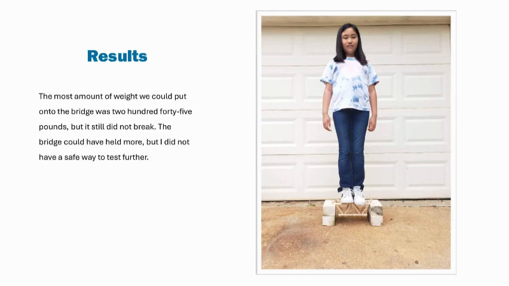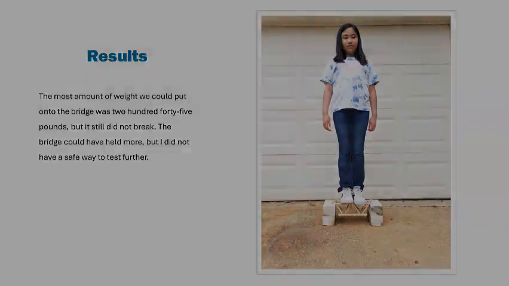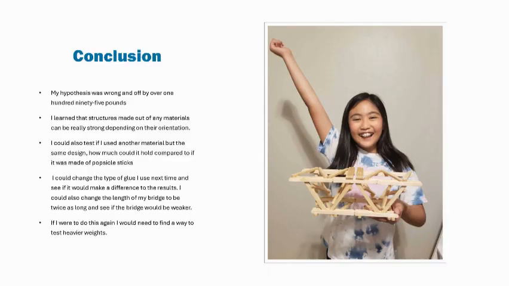The most amount of weight we could put onto the bridge was 245 pounds, but it still did not break. The bridge could have held more, but I did not have a safe way to test further. After completing the test, it turns out my hypothesis was wrong and off by over 195 pounds. I learned that structures made out of any materials can be really strong depending on their orientation.